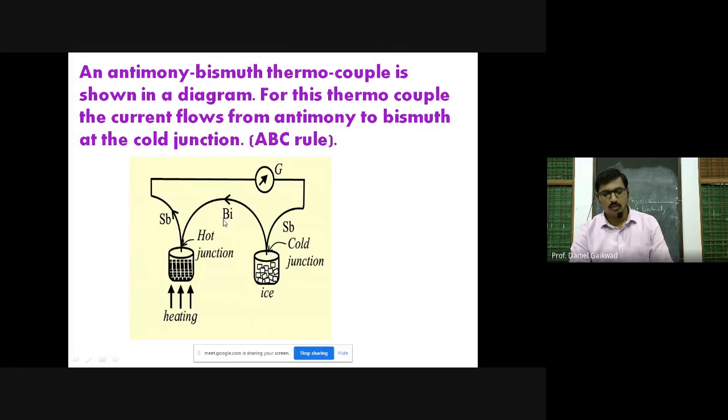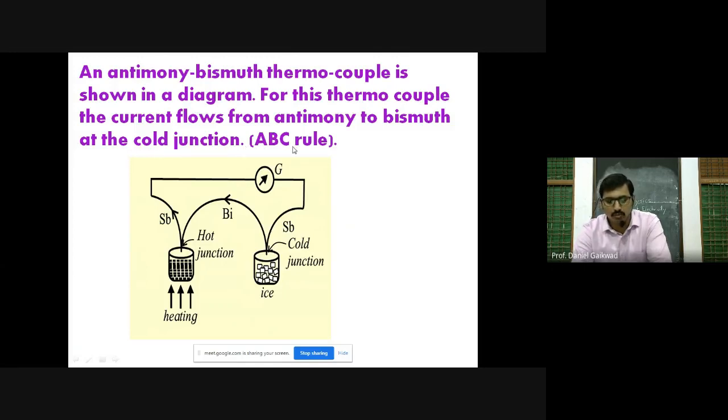So check carefully, there are two metals, Bi and Sb. If we connect them in this case, there is no source of electricity. So when the first junction is hot and the second junction cold, then current starts flowing from bismuth to antimony, or from the cold junction antimony to bismuth. So this will be the direction of current, and the galvanometer can sense the current when it flows through that circuit. So for this thermocouple, current flows from antimony to bismuth at the cold junction.